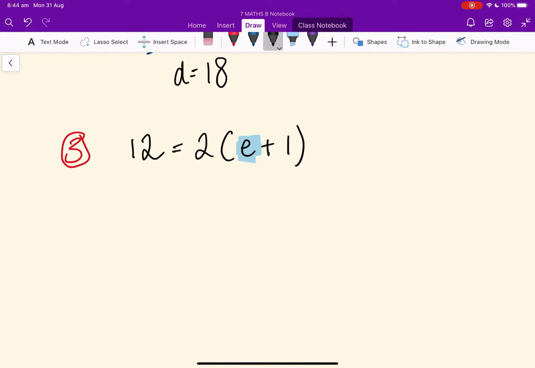Now, this 2 here, this 2 is being multiplied, okay? Because when we see this 2 next to brackets like this, what we do is we multiply whatever's in the bracket by 2, okay? We're not going to do that today. We actually want to get rid of that 2. So, since it's being multiplied, why don't we divide both sides by 2 and we can get rid of it, okay?